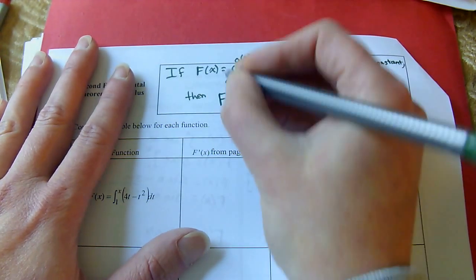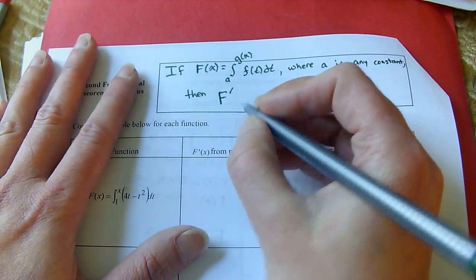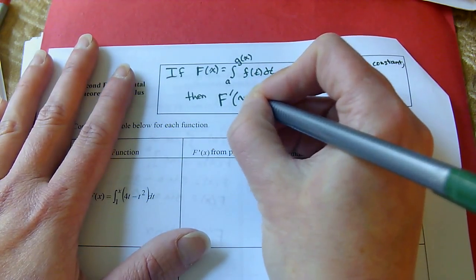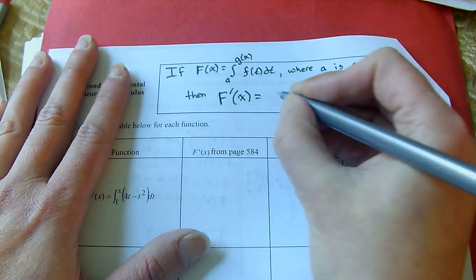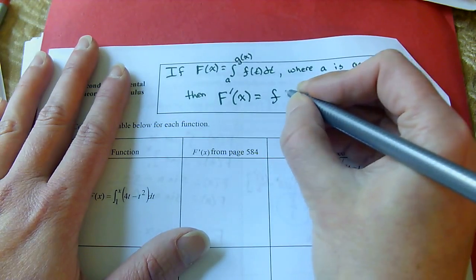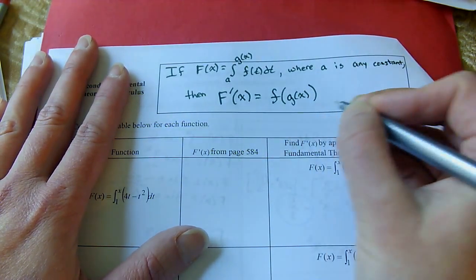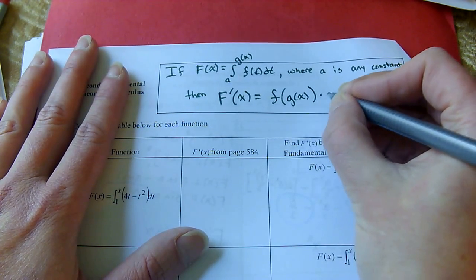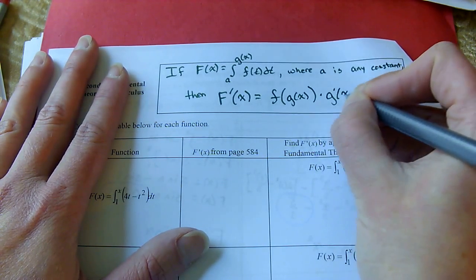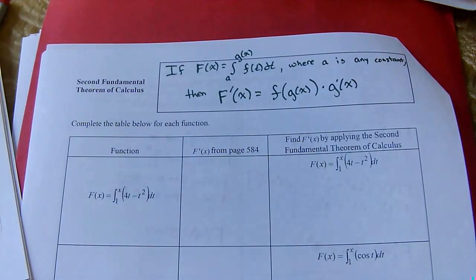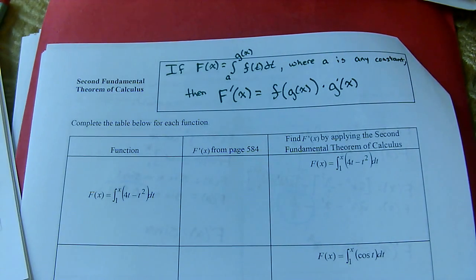To take the derivative of this function that is defined by an integral, we could take f of g of x times the derivative of g of x. Well, let's see if that works.